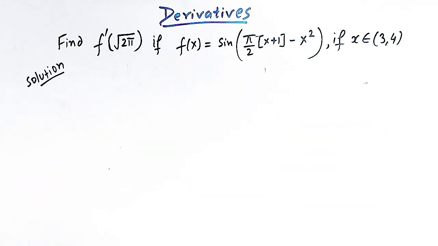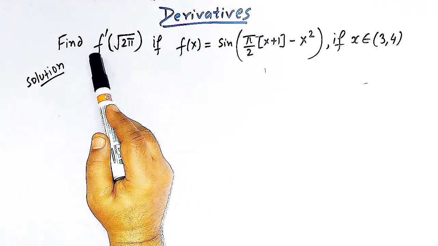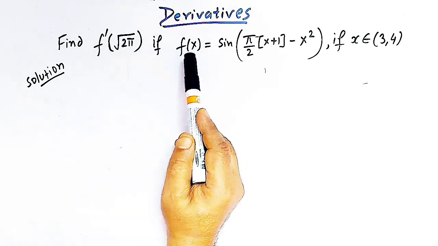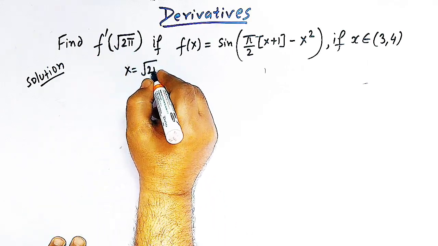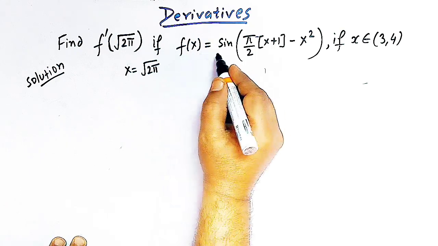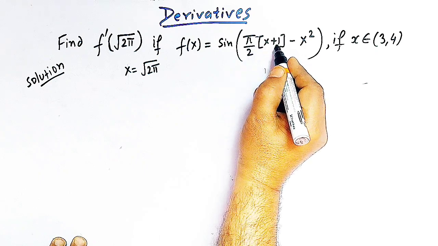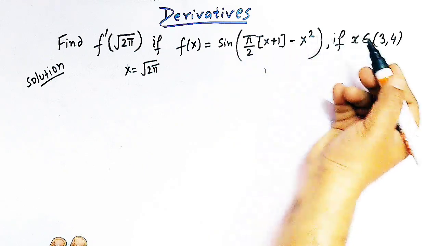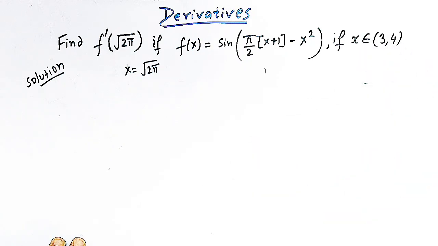Hello viewers, in today's session we are going to discuss another important and conceptual problem from derivatives. And here we have a problem where the greatest integer function is involved. So we have to find the value of the derivative of this function f of x at this point, that is x is equal to square root of 2 pi, when the function f of x is equal to sine of pi by 2 times the greatest integer of x plus 1 minus x square, if x belongs to this open interval, that is (3, 4), right?